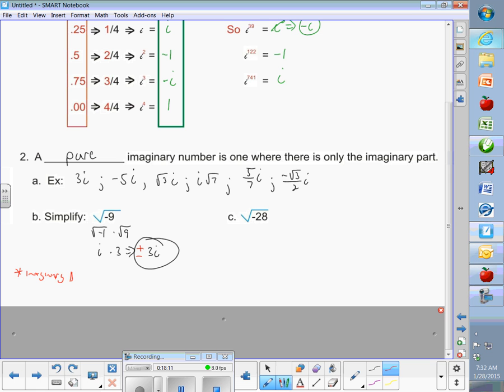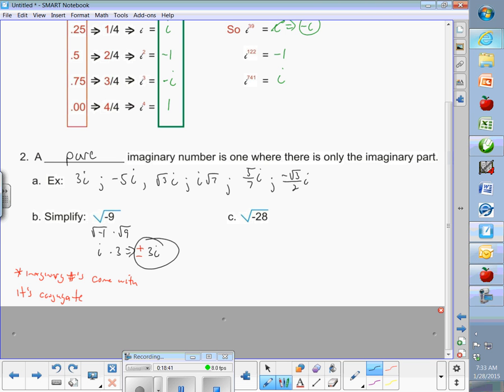So let's put a little asterisk here. Imaginary numbers come with its conjugate. Now, we've talked about conjugates before. Remember, this is the back end of the binomial. The real number part is 0. 0 plus 3i and 0 minus 3i are the two conjugates. We'll talk more about that later on.